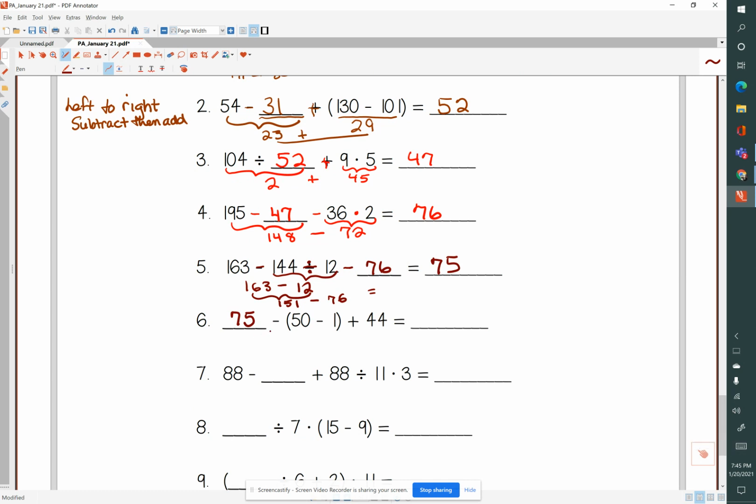Okay, we have 75 minus the quantity of 50 minus 1, so that's in parentheses, plus 44. We have to work in the parentheses first, so 50 minus 1 is 49. So now we have 75 minus 49 plus 44. 75 minus 49 equals 26, and 26 plus 44 equals 70.